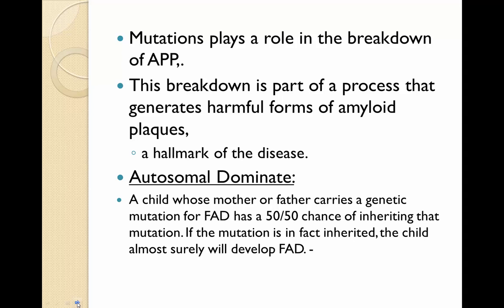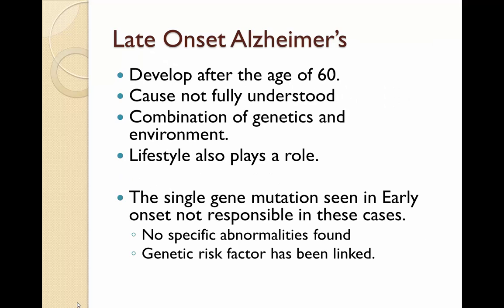So this is also autosomal dominant. You have about a 50-50 chance of inheriting it if one of your parents carried the genetic mutation. And then we have late onset Alzheimer's. This is when it occurs after the age of 60. How it develops and the causes of it are not fully understood. There's a belief that it's both genetics and our environment, and there is some role our lifestyle plays in the development of Alzheimer's. The single gene mutation, like what is seen in early onset, is not responsible for late onset.